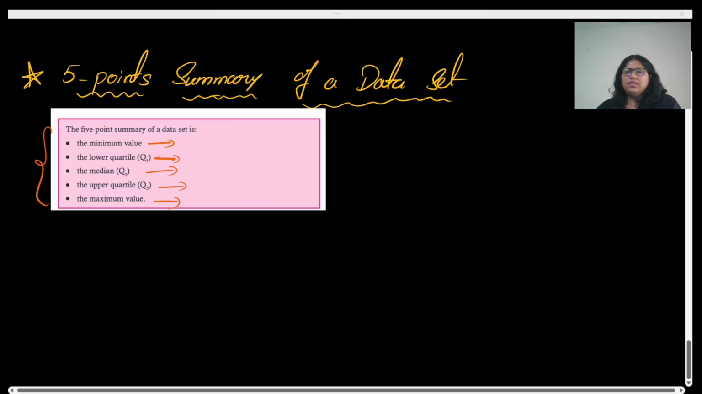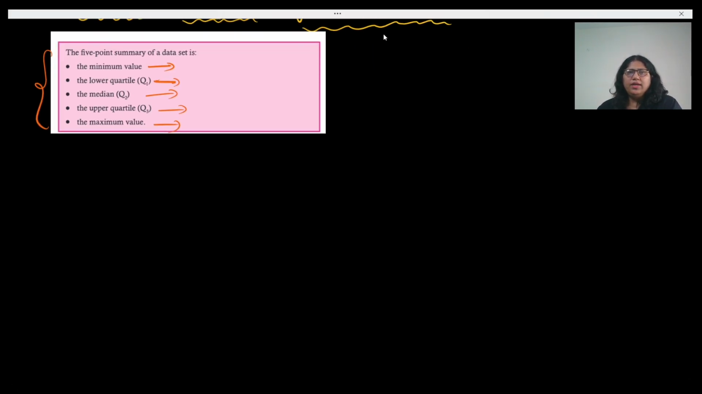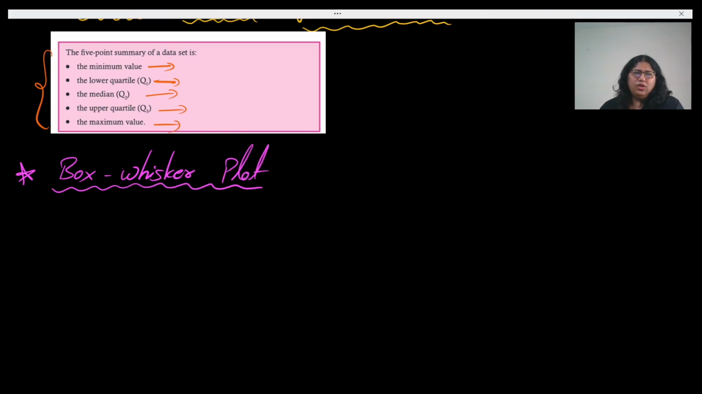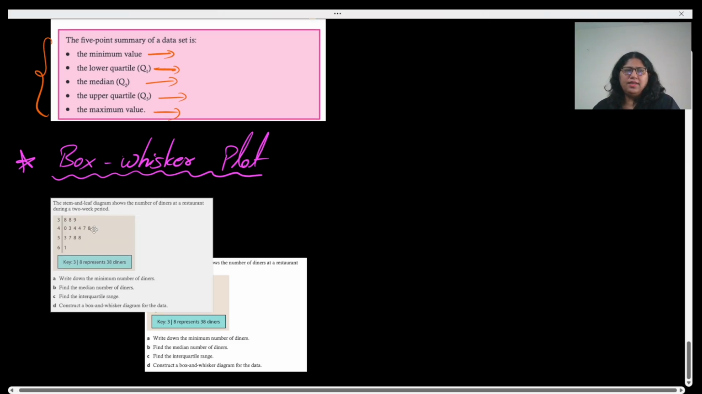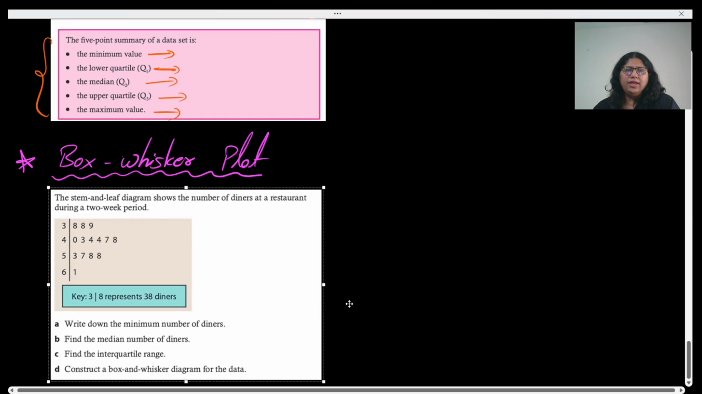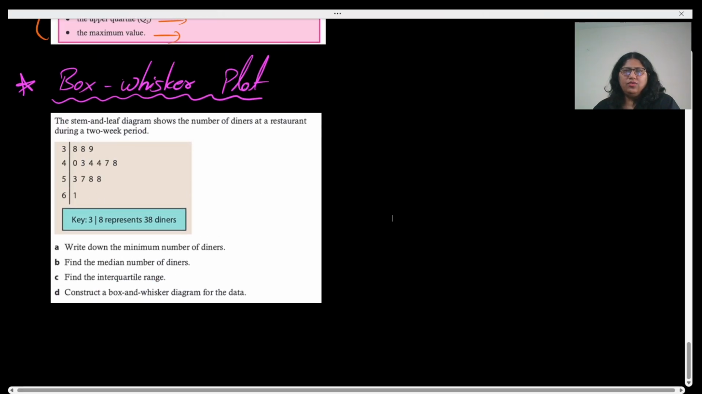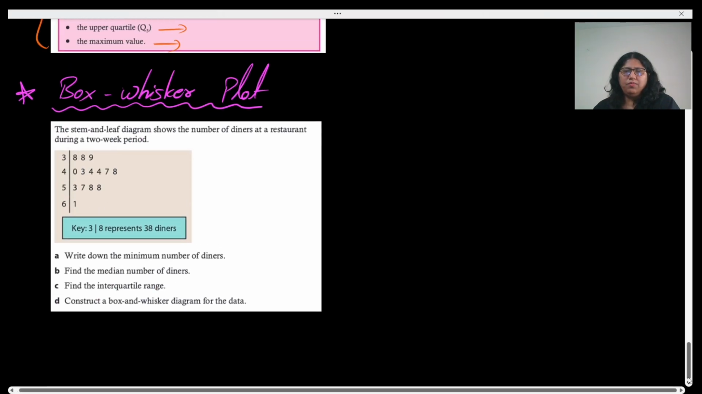Now how do we use this? Let us take one example, and we will see how to construct a stem leaf. You all have learned this in lower grades also. I'll tell you how to make a box whisker plot here, which is mostly used to find the median, Q1, Q3 and interquartile range. So how do we do it? Let us take one question. You will understand how we do it, and in this question I'll let you know how to draw the box whisker plot.